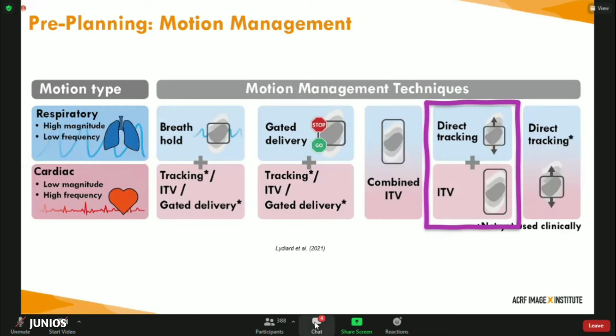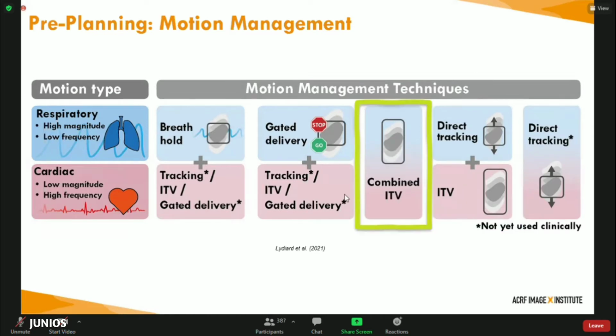CyberKnife treatments have used X-ray-based marker tracking for respiratory motion management and an ITV for cardiac motion management. Treatments on C-arm linacs have mostly used a cardiorespiratory combined ITV with or without abdominal compression. One treatment has used respiratory gating via an external surrogate. However, another publication questioned the advantages of respiratory gated treatments.